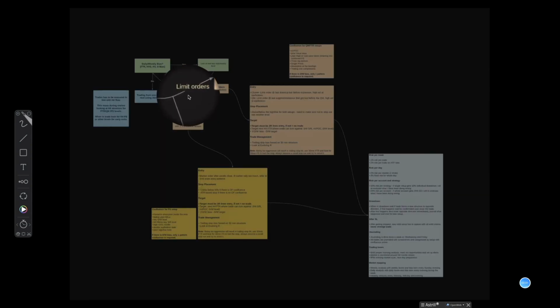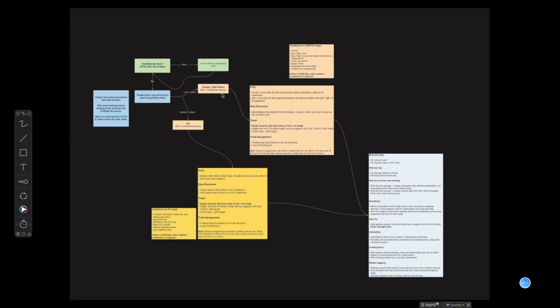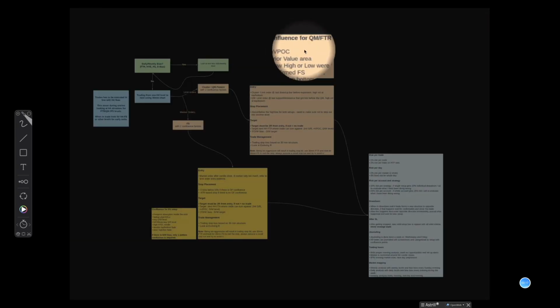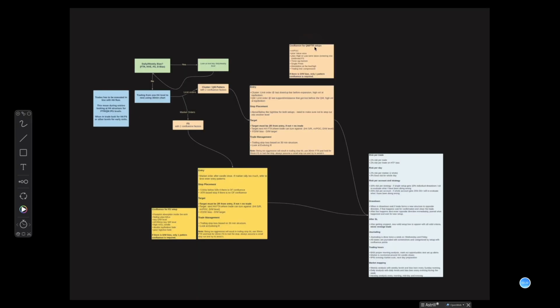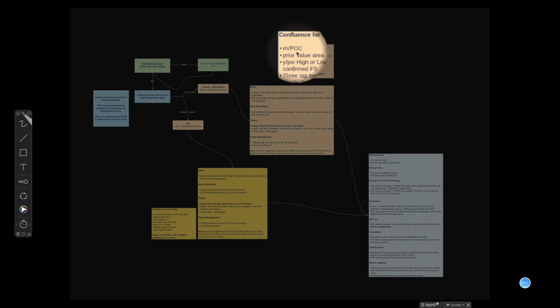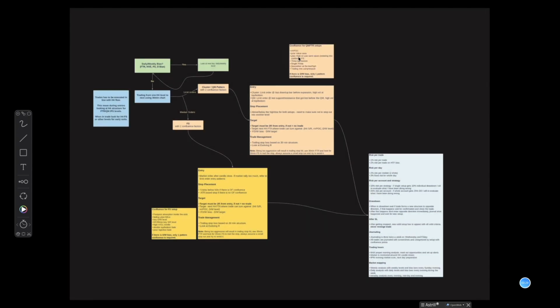There are two ways you are going to be entering the market, with a limit order or a market order. Let's go this way first. A limit order is for clusters and QM patterns, and I am required to have two confluence factors for each of these trades. The confluence factors for QM and FTR or cluster setups are naked point of control, prior value area, prior yesterday or prior week high and low taken, entering into a basically confirmed failed swing.